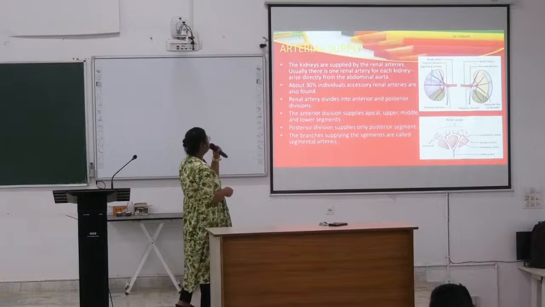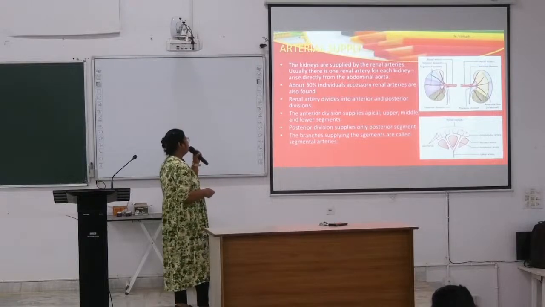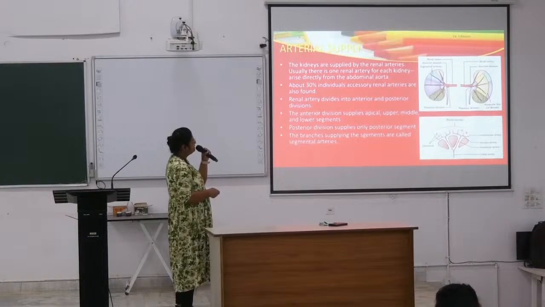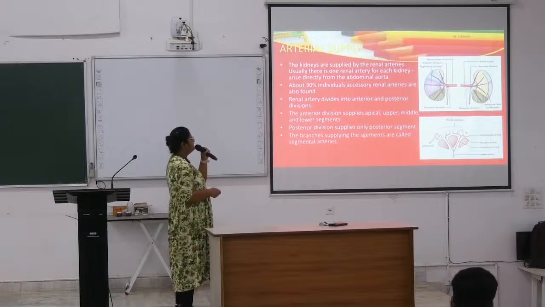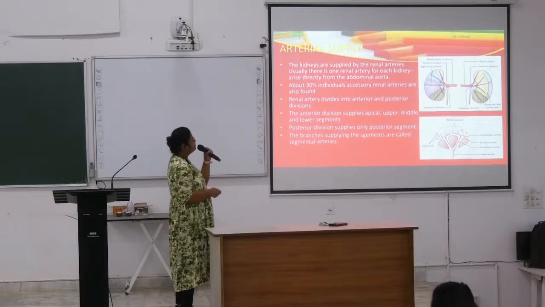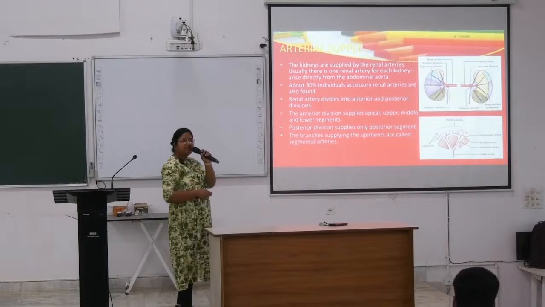And renal arteries divide into anterior and posterior divisions. See here, this is the anterior view, here is the posterior view. So this is the anterior division, here you can see the posterior division. Okay, these are the different segments: apical, upper, middle and lower. From this view, these four segments you can see from the anterior aspect of the kidney. And only one segment, the posterior segment, can be viewed from the posterior aspect of the kidney.